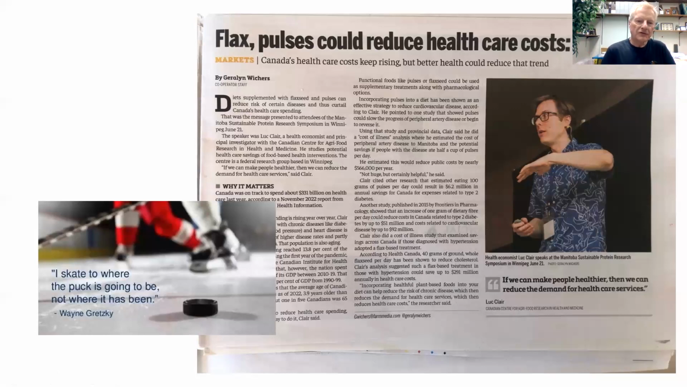And in the spirit of skating to where the puck is going and not where it has been, we can also look at this article from a recent farm newspaper that looked at the idea that changing diets is important to reduce healthcare costs in Canada. And so flax and pulses could reduce these costs. Are we growing enough of these foods? And if we grow them organically, is that over time going to be a more profitable market?